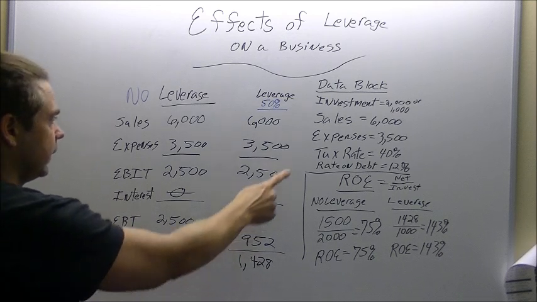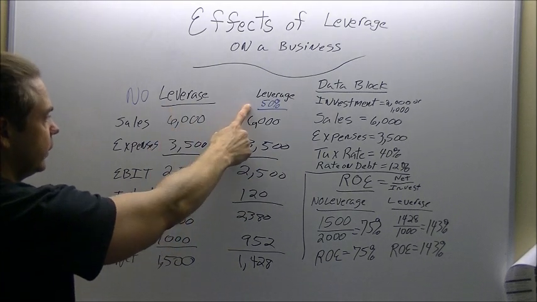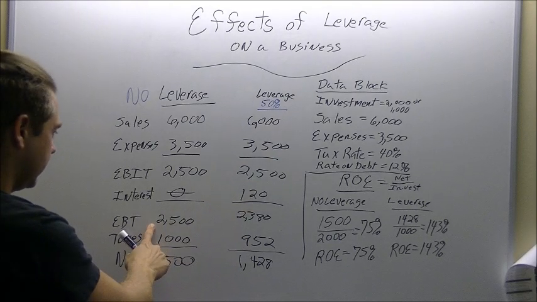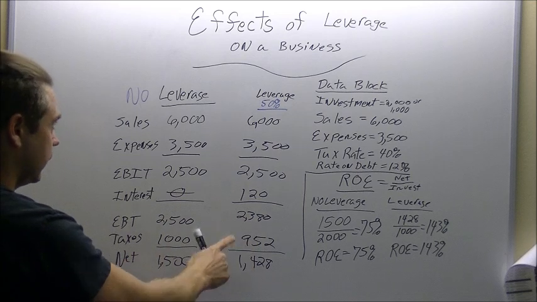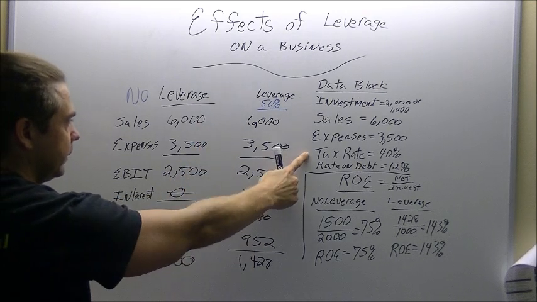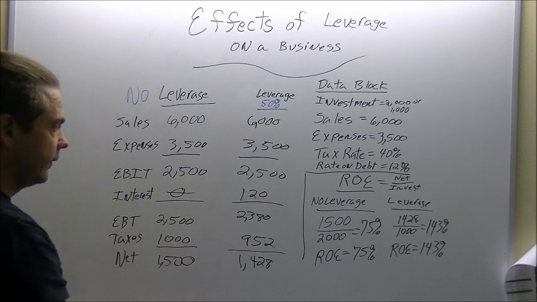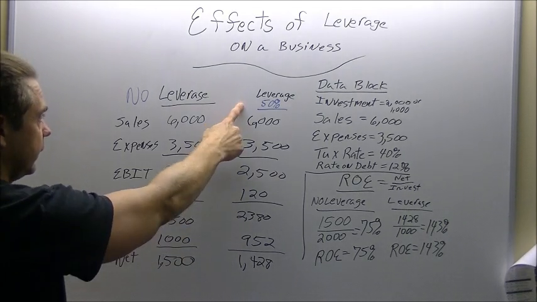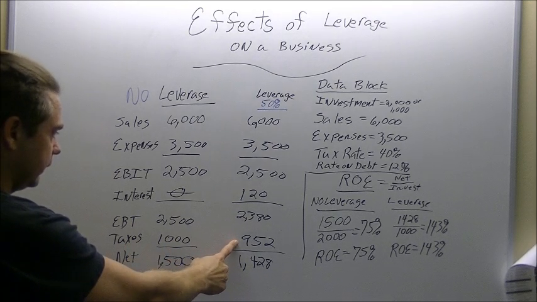Now we're going to talk about taxes. Our business has a tax rate of 40%. For the no leverage, also for the leverage, tax rate still 40%. Taxes on $2,500 is going to be $1,000. Taxes for our leverage firm is, again, $2,380 multiplied by your tax rate, which is going to give us $952. So this is where another effect of debt comes in. We're going to be paying lower taxes on the leverage firm. Our taxes, again, $1,000, $952.